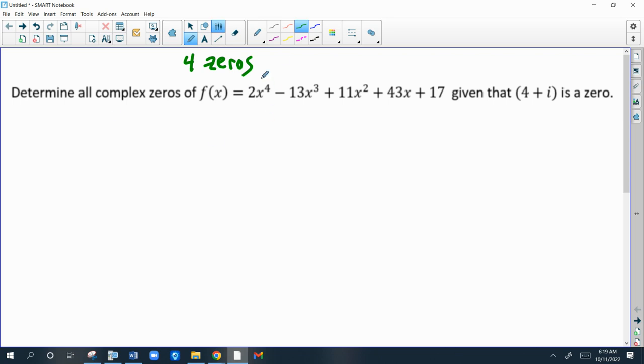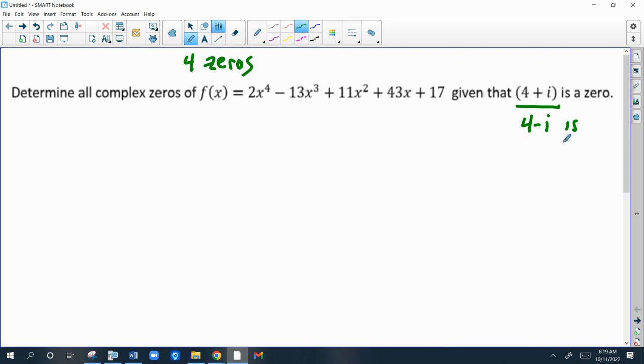Since it's a fourth degree polynomial, with synthetic division, we'd have to break it down twice to get a quadratic that we can handle. But one thing that helps us out here is 4 plus i is a complex zero, so its complex conjugate, which is 4 minus i, must also be a zero. So now we already have 2.